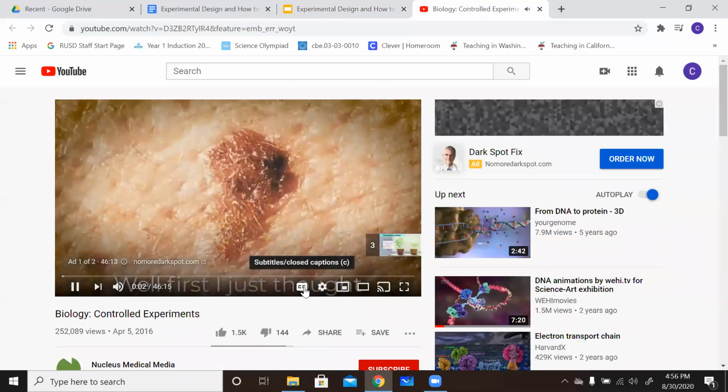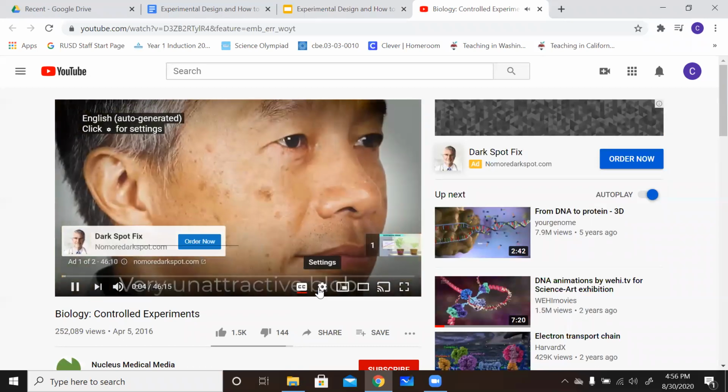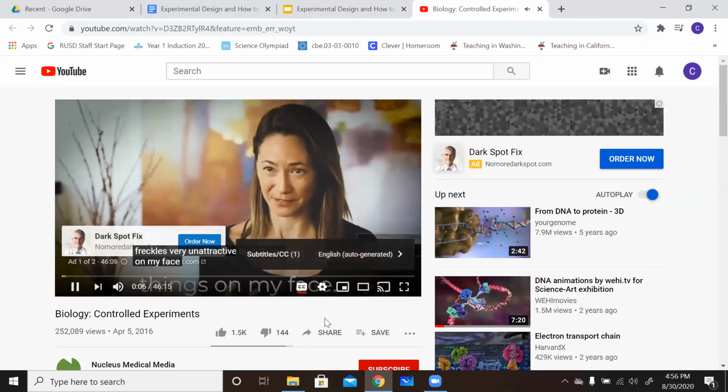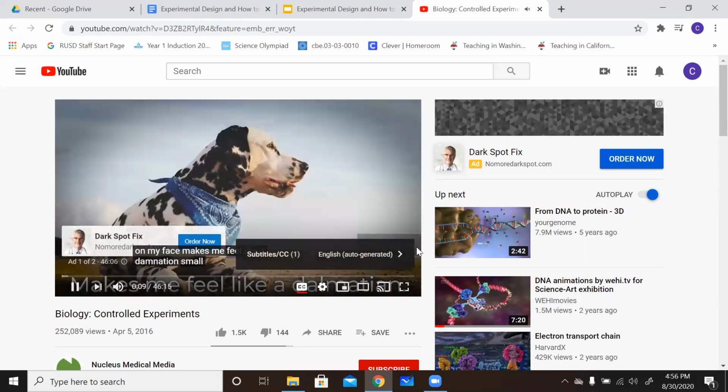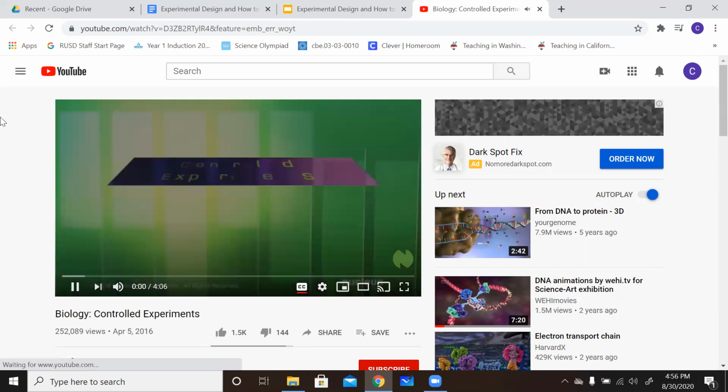Oh, look, there's an ad. Well, first I just thought that they were freckles. Very unattractive blob things on my face. Makes me feel like a Dalmatian. Small. There we go.